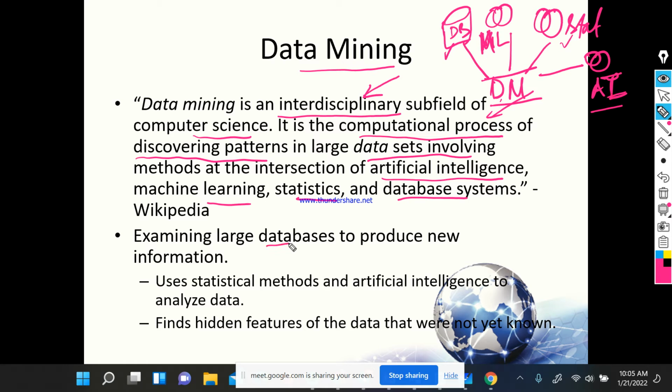What you do is examine large data sets to produce new information, using statistical methods and AI to analyze data and find hidden features of the data that were not known. As I was giving an example of a shopping cart and those product items, we are especially talking about association rule mining. Any question on this particular slide? Do you have any questions here?